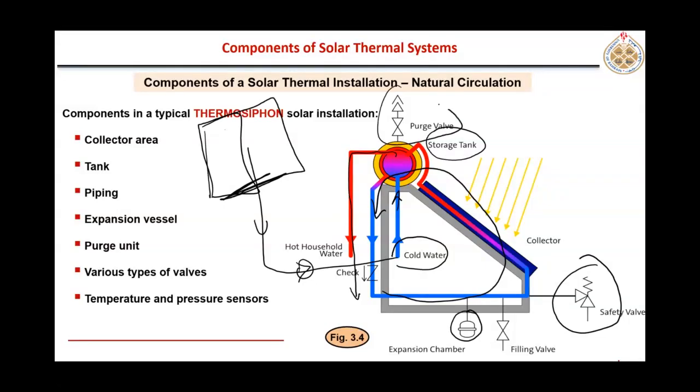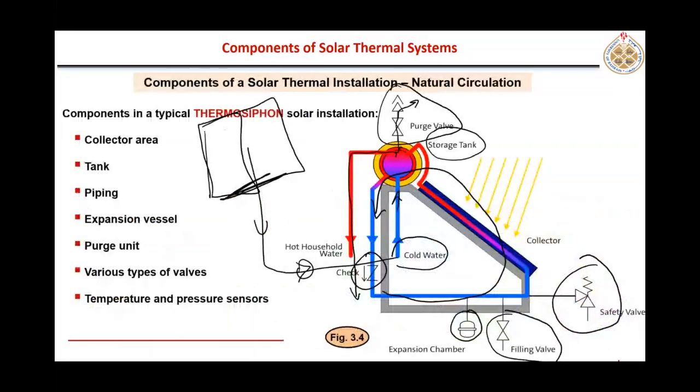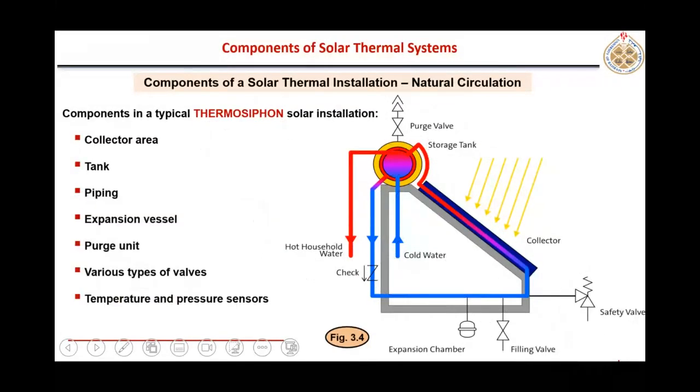Here you again see the same purge valve to remove any air particles which are present in that loop. The rest is the same thing. Here again you see a check valve, and a filling valve to fill that fluid in that entire loop. All right. Now one by one we will go through each component, but the most important component in the solar thermal system is of course this one, the solar collector.